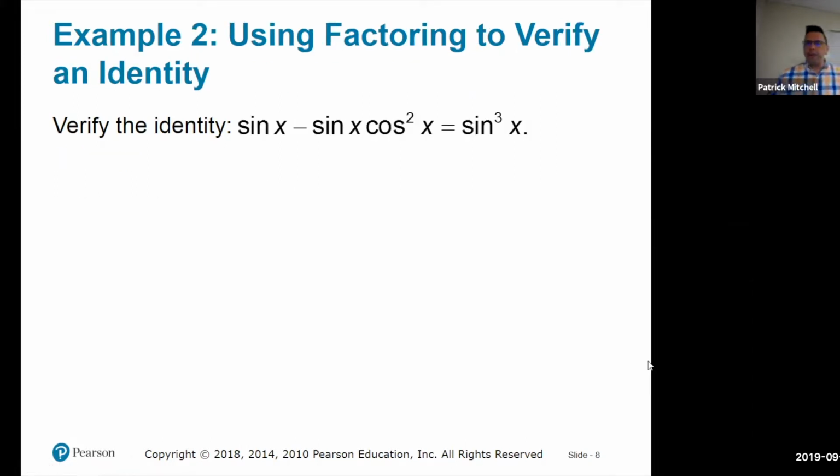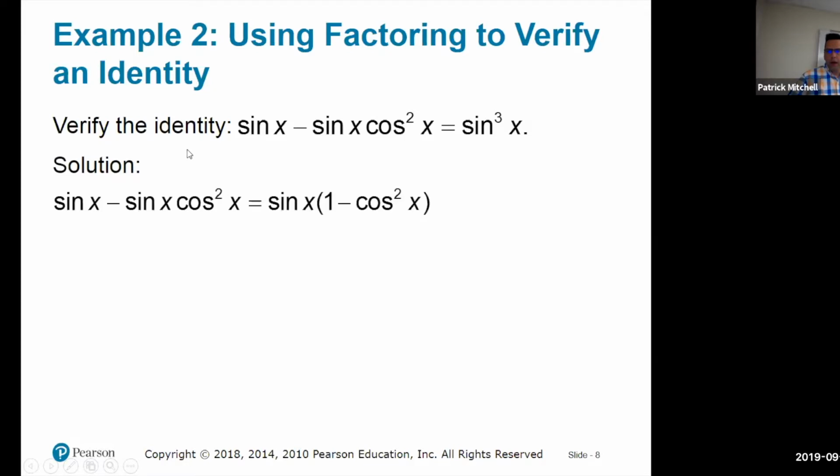Example 2. For this identity, we're going to use factoring to verify it. So again, start with the more complicated side, which is again the left side. So I'm going to take sine x minus sine x cosine squared x, and I am going to factor out sine x.